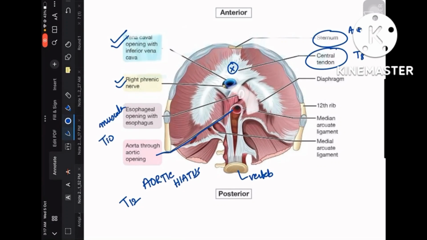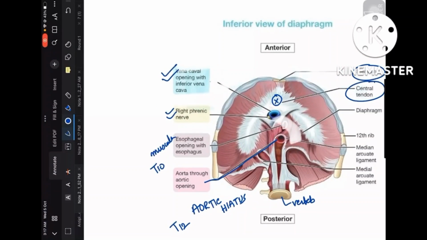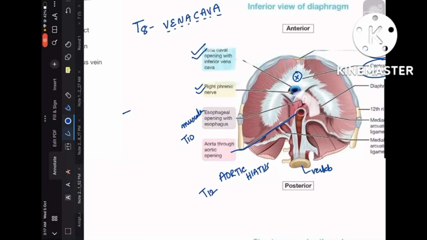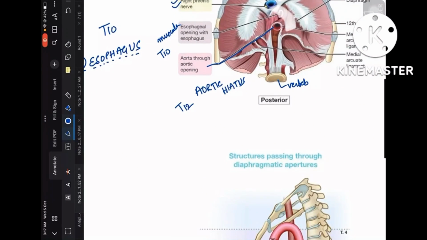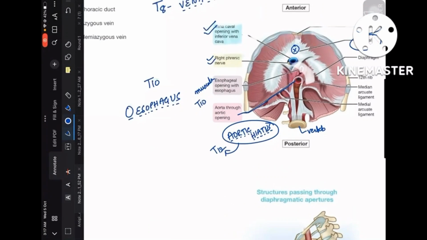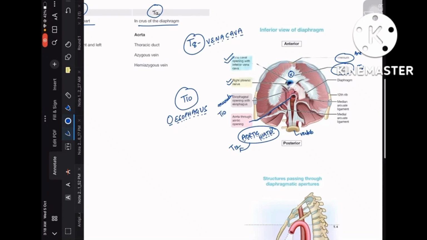So firstly, let us understand the mnemonic for the levels. Okay. So at the level of T8 is vena cava. So count the number of letters in vena cava. You will find it as 8. And coming to the T10, that is esophagus. Okay. So in the esophagus, you have 10 letters. Coming to aortic hiatus, first word is 6 letters and hiatus is also 6 letters. So total constitutes 12. So at the level of T8 is vena cava, T10 is esophagus and T12 is aortic hiatus. So the mnemonic for the level is done.